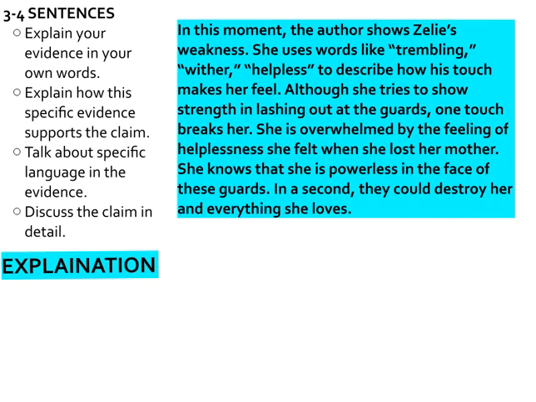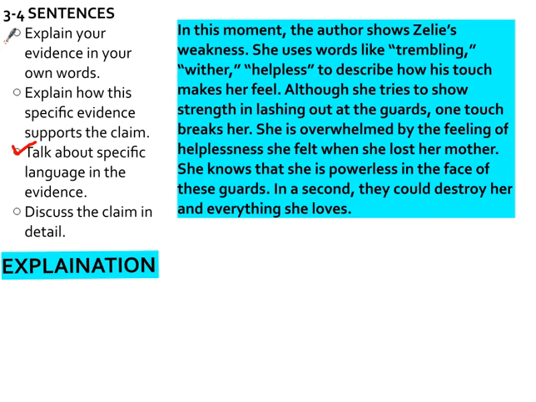So here's mine. In this moment, the author shows Zaylee's weakness. She uses words like trembling, wither, and helpless. So here I'm talking about the specific language in the evidence. Although she tries to show strength in lashing out at the guards, one touch breaks her. She's overwhelmed by the feelings of helplessness she felt when she lost her mother. She knows that she is powerless in the face of these guards. In a second, they could destroy her and everything she loves.